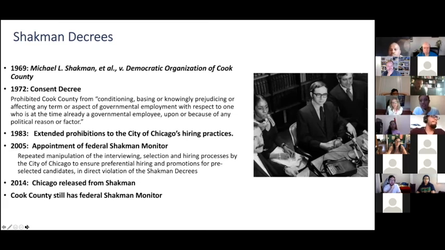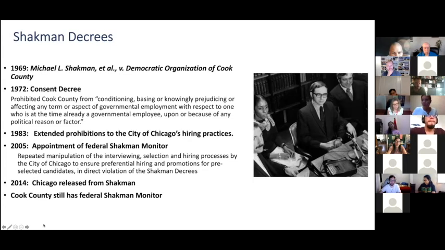I guess just to say, I think to the question earlier about how could this sort of machine system persist, part of it was that there was no way to legally stop it, right? Who is going to tell Richard J. Daley that you can't give a job to your friend, right? There's no law on the books.